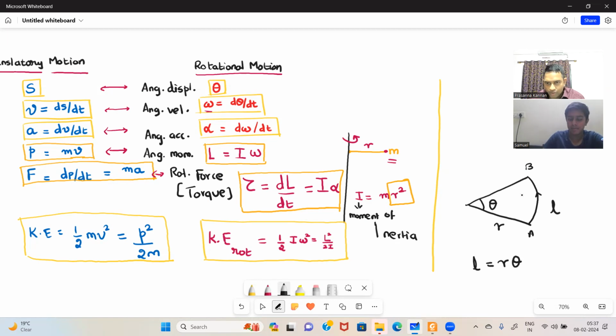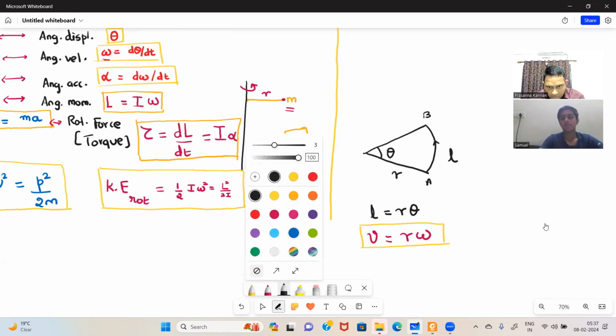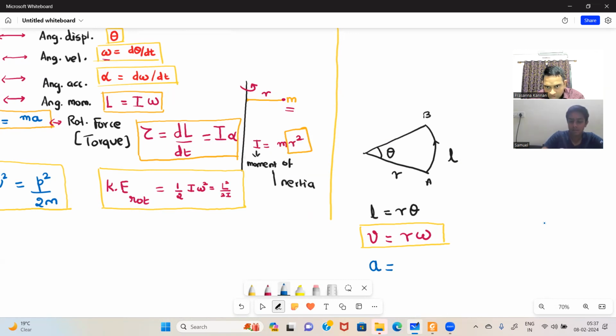Now, if you differentiate this on both sides, what would you get? dL by dt, the rate of change of displacement with respect to time, will be your velocity. R into d theta by dt will be your omega. So another formula which connects V and omega is V equals R omega. Similarly, if you differentiate once more, you get acceleration. On the right side, d omega by dt gives you alpha. So A is equal to R alpha. Yes, sir.